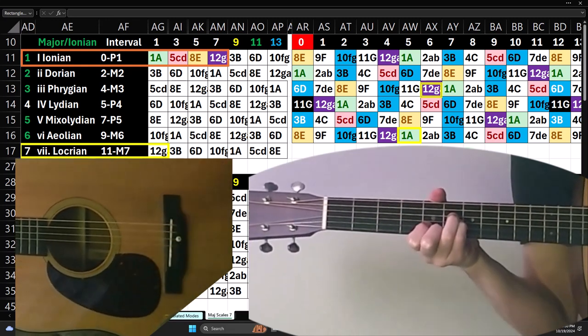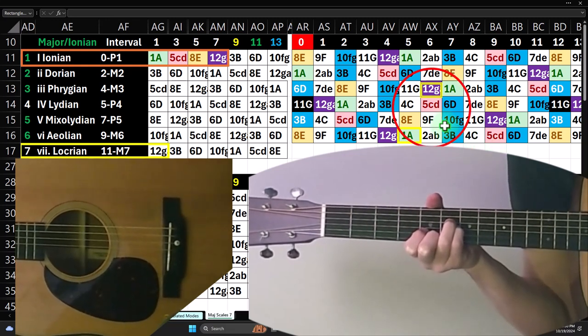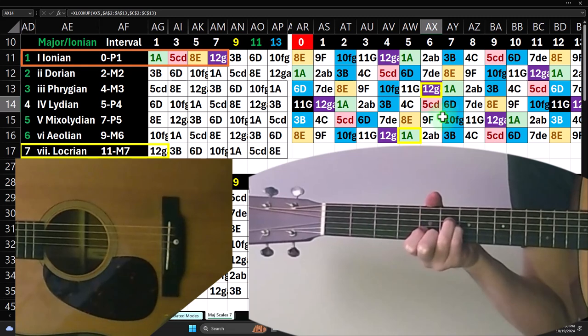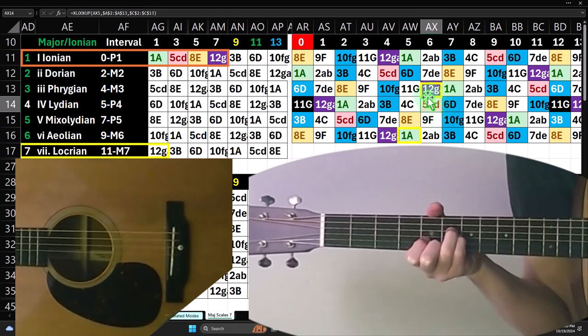Which is interesting because again I would see that normally as like an E, or I would see that as a C sharp shape. Okay, let's not boggle the brain too much.